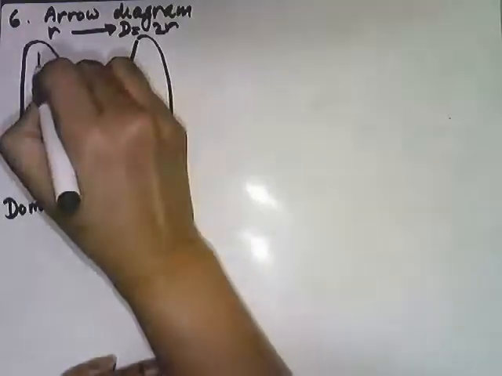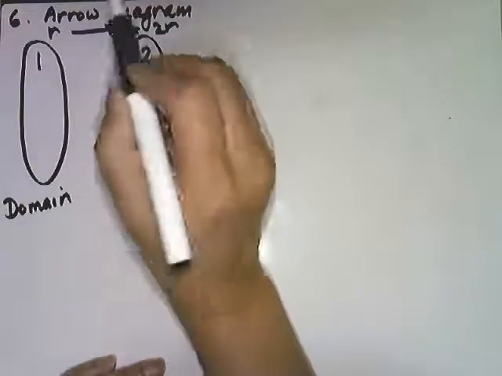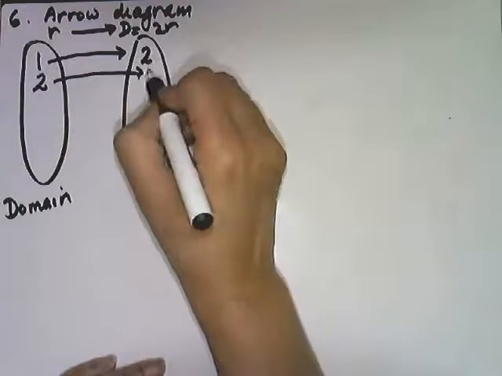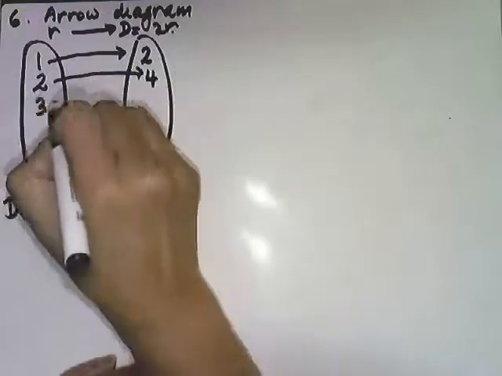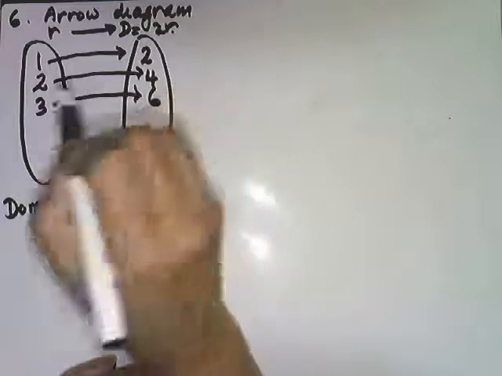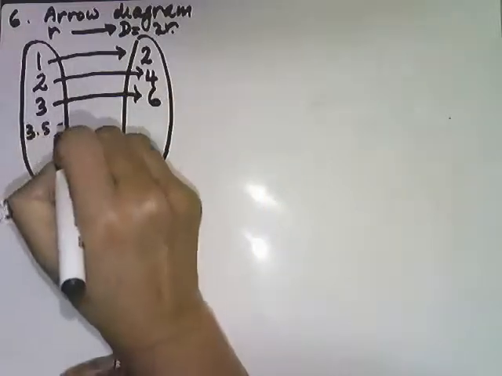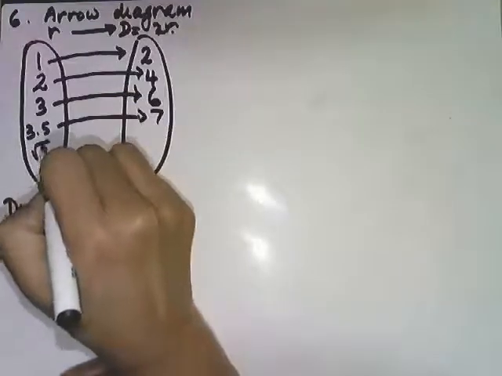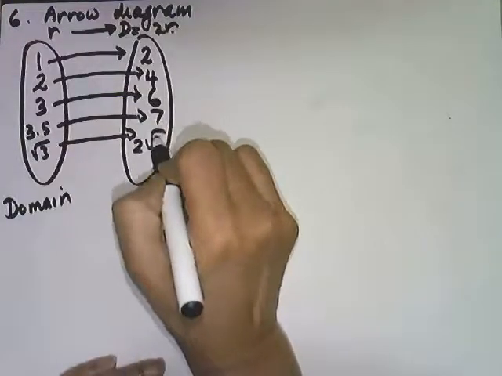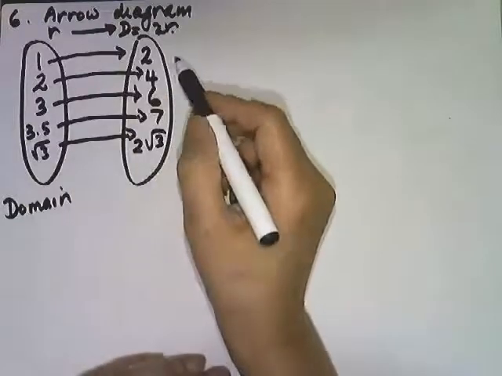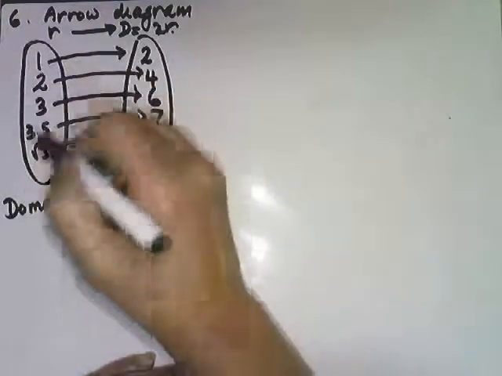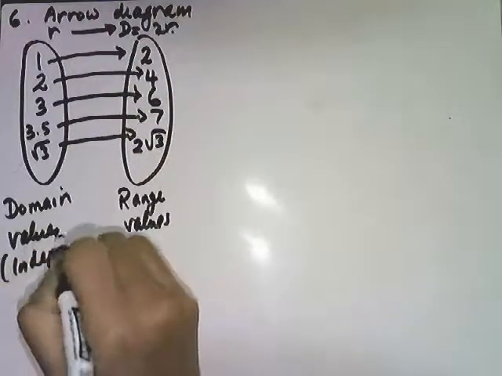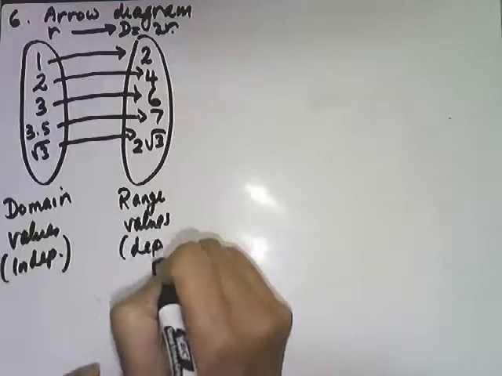We had a 1 for the radius, then the diameter becomes 2, and we draw an arrow to it. The radius is 2, then the diameter is 4. If the radius is 3, it gets mapped to 6, and if the radius was 3.5, it gets mapped to 7, and if the radius was the square root of 3, the diameter is 2 times the square root of 3. So that is your arrow diagram. The domain values are here, and the range values are here. So these are the independent values, abbreviating here, and these are the dependent values.